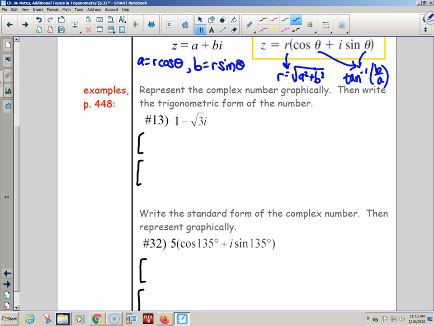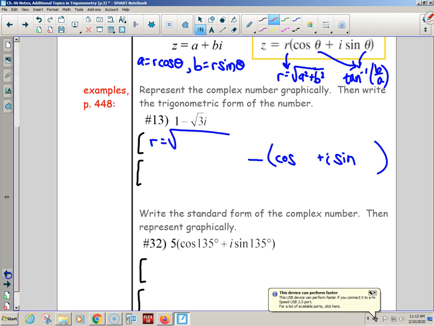you could actually be like, wait a minute, I can get that whole r cosine of theta plus i sine of theta just by coming over here and saying, wait, isn't r just 1 squared plus negative root 3 squared? Which is the same thing as the square root of 4, which is just 2. I could throw that in the r spot.